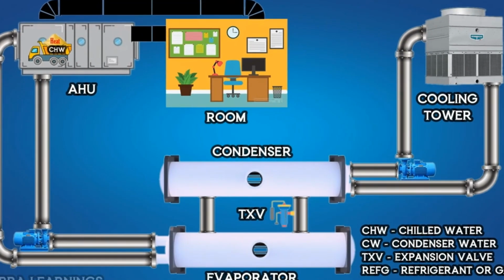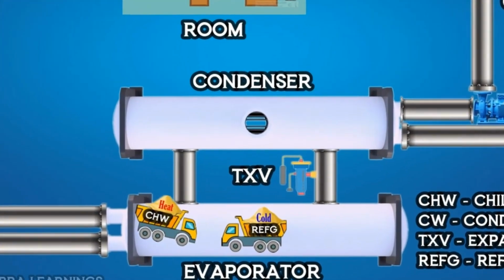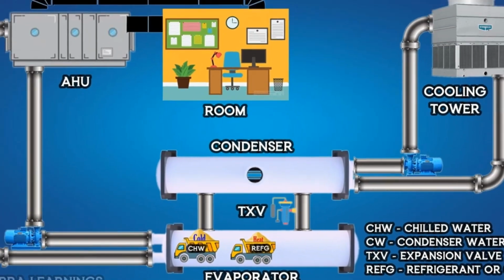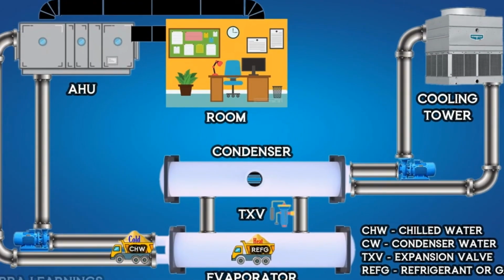Heat collected by the AHU is transported to the evaporator through the chilled water return line. Refrigerant inside the evaporator takes the heat from the chilled water and gives its own cooling. Chilled water takes all that cold and goes back to the AHU. Chilled water continues this process.